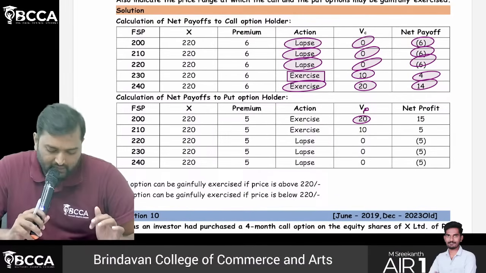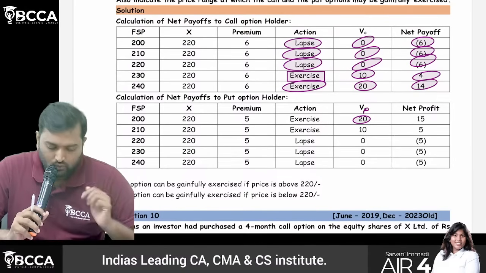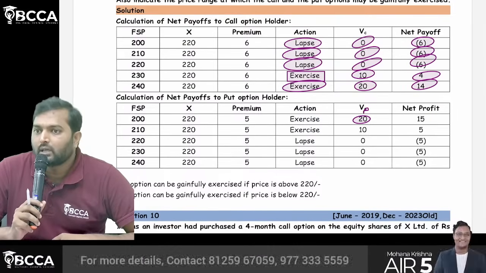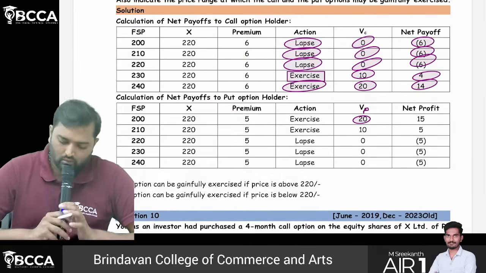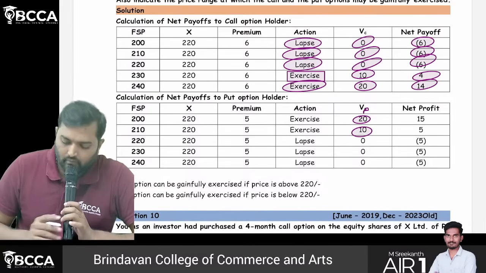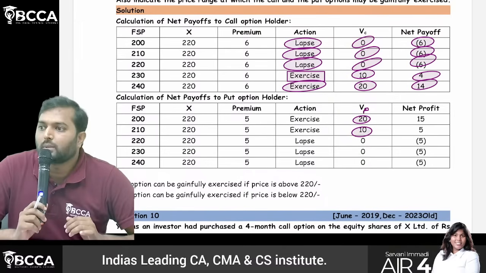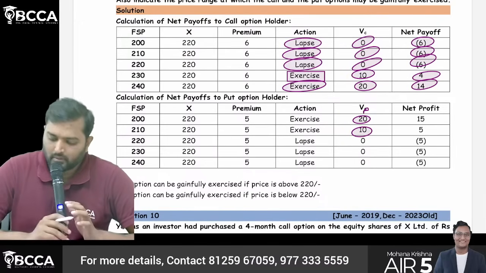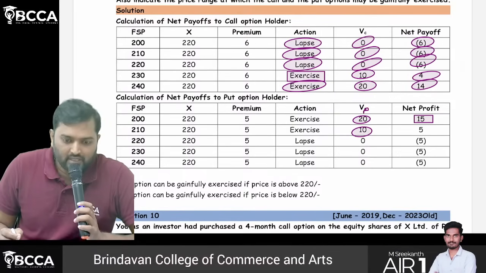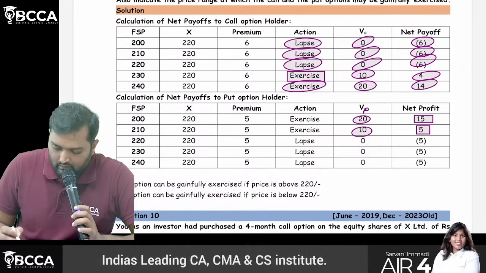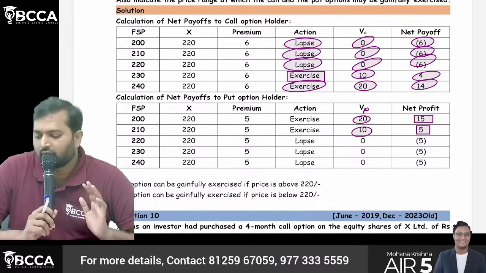What about the second case? 210. Strike price 220. If I sell in the market, I will get 210. But whereas the strike price is 220. So benefit 10. In last three cases 0. I will allow the put option to lapse. So net profit 15 first case, second case 5, last three cases 5 rupees negative.